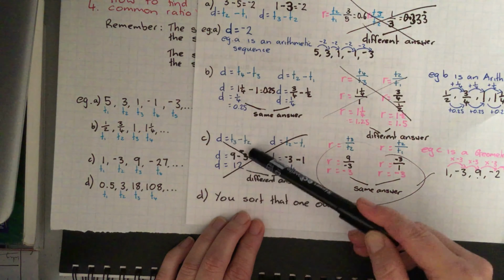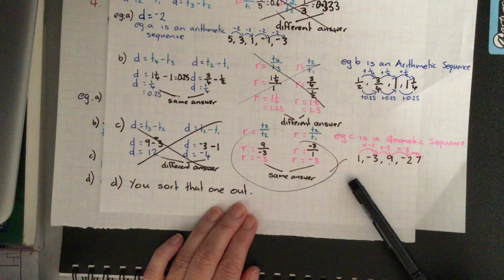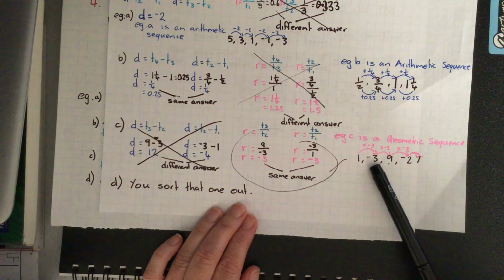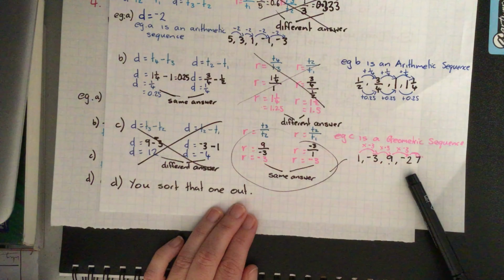It's not arithmetic. On the other hand, when I did divide term 3 divided by term 2, 9 divided by negative 3, I got negative 3. Negative 3 divided by 1 also gave me negative 3. I got the same answer, so my common ratio is in fact negative 3. So if I multiply it, if I check it, 1 times negative 3 gives me negative 3. Negative 3 times negative 3 gives me positive 9. 9 times negative 3 gives me negative 27.